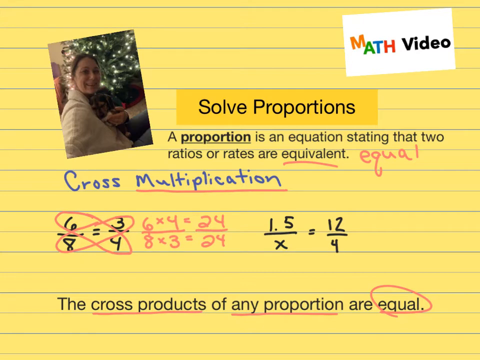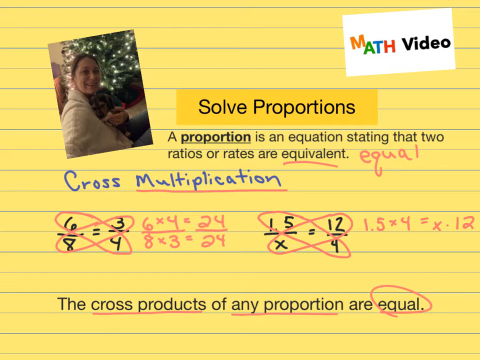Now, cross multiplication is really helpful when there is a number that we don't know and we have to solve for x. Let's use cross multiplication to find out what number x equals. The first step we do is multiply 1.5 times 4. And that's going to be equal to the cross products of x times 12. So 1.5 times 4 is equal to x times 12.